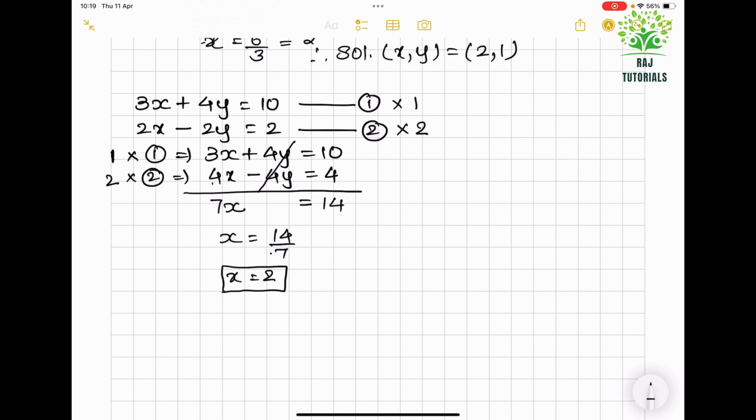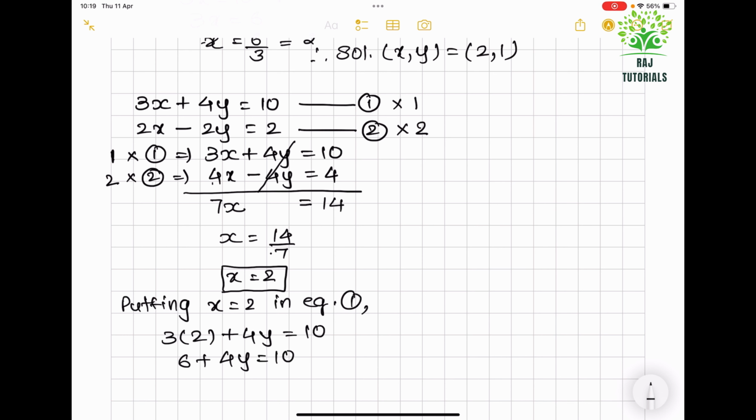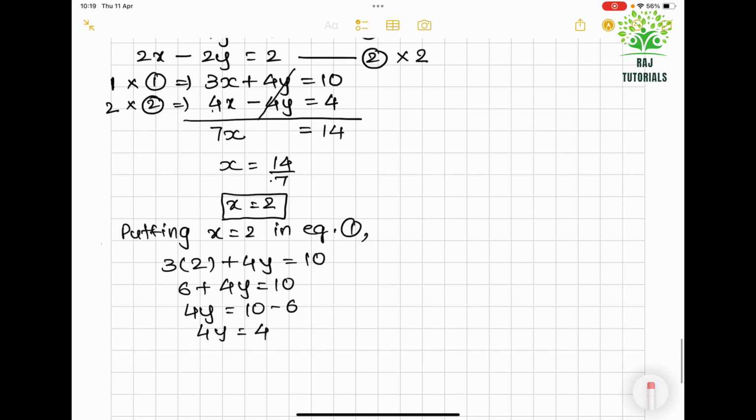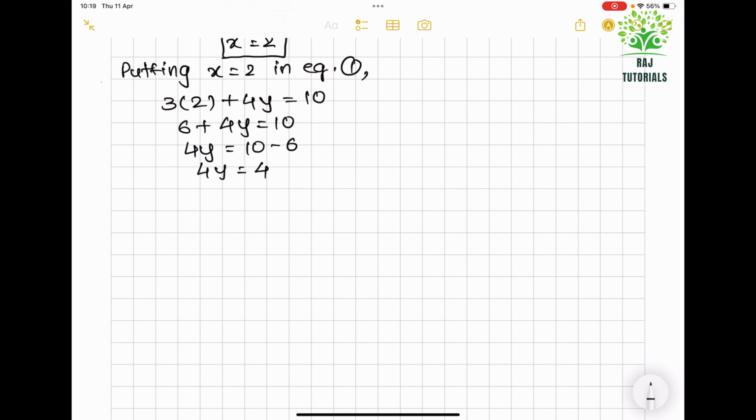Now putting x equal to 2 in equation 1. So 3 into 2 plus 4y equal to 10. So 6 plus 4y equal to 10. So 4y equal to 10 minus 6. So 4y equal to 4. So if I solve this more, y will be 4 by 4, that is 1. So therefore y equal to 1.